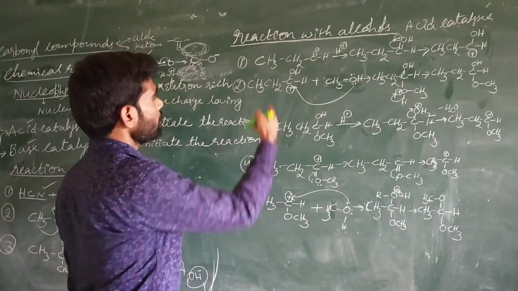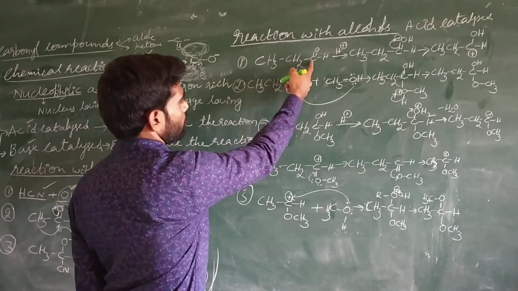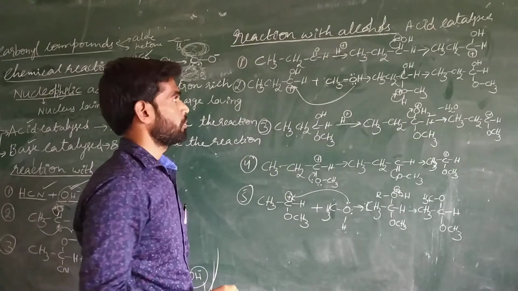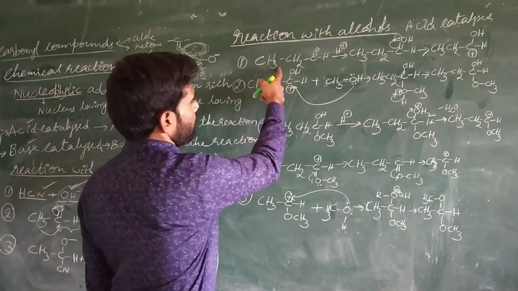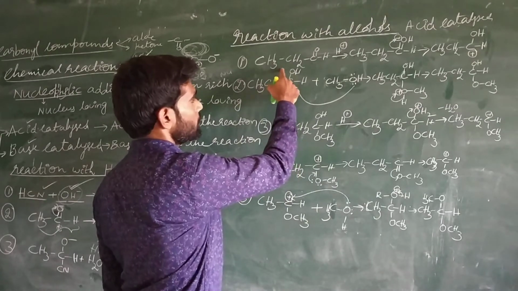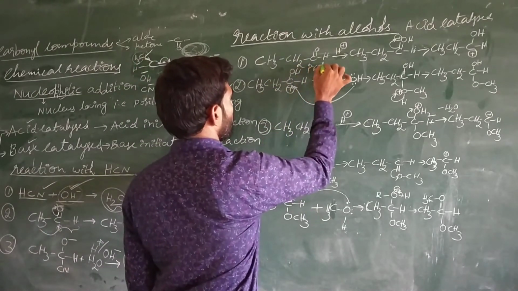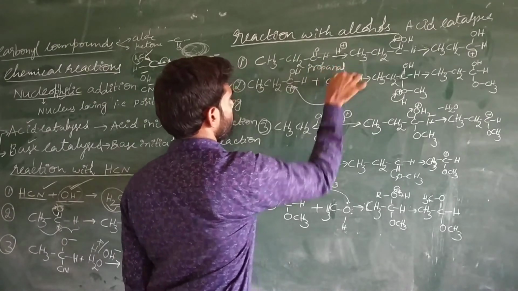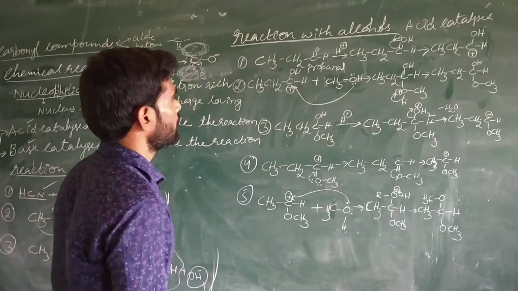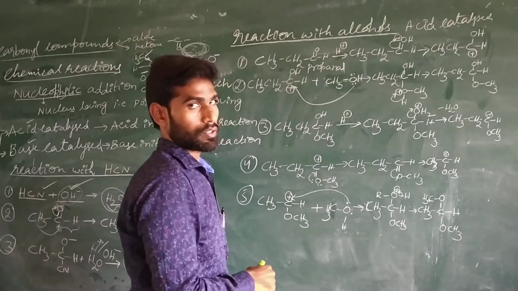Now this is 1, 2, 3. The name of this compound is propanaldehyde. Or in case of IUPAC system, this is propanal. This is an acid catalyzed reaction where acid is initiating the reaction.